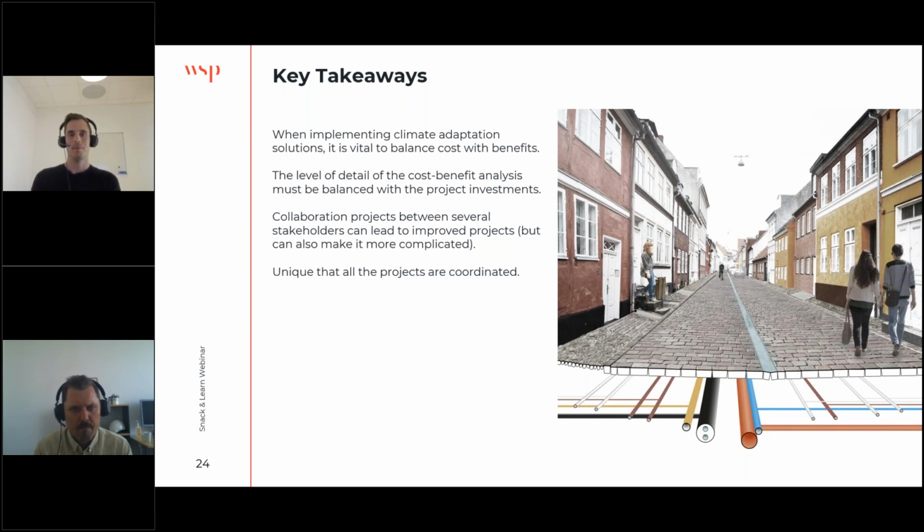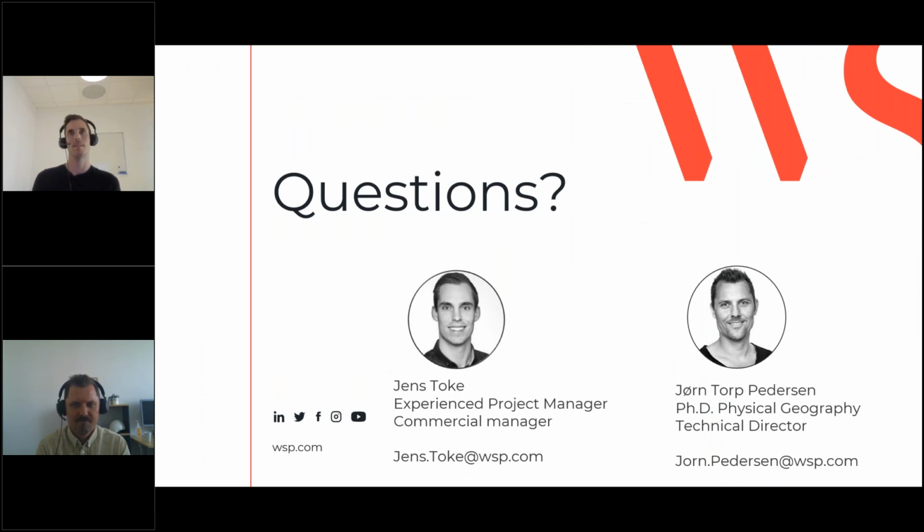And another key takeaway is that a collaboration project like this with several stakeholders can lead to improved projects, but it can also make everything a little bit more complicated. But the idea here is that instead of one stakeholder making a project one year and then five years later the other stakeholder making a project, here we think everything into one project. And I think those are the most important key takeaways.